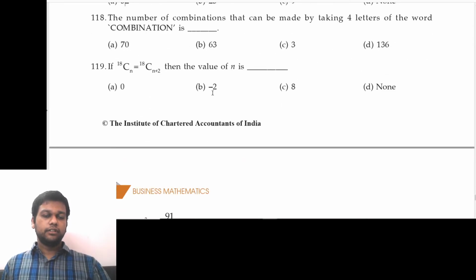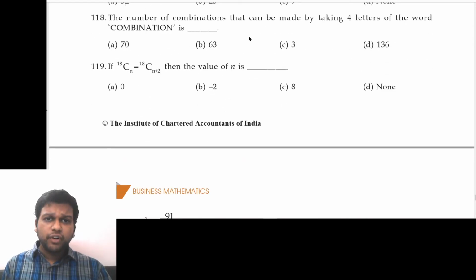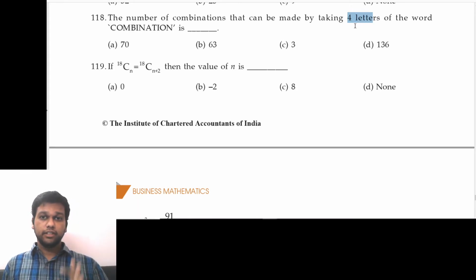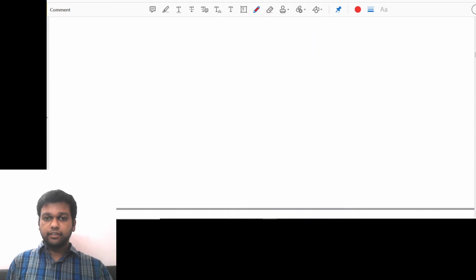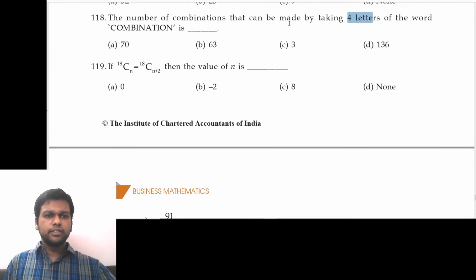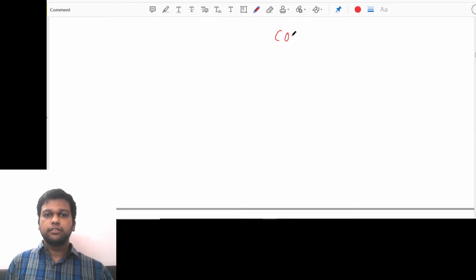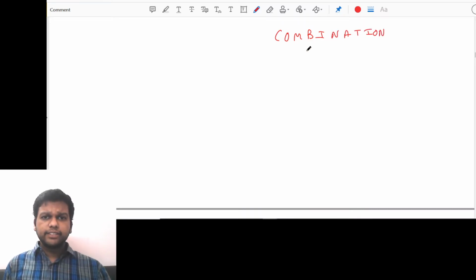Now this is a good one. 118. Number of combinations that can be made by taking 4 letters of the word combination. It is number of combinations, not permutations. So we have to go by cases. Permutations is easy. Combinations is a bit complicated. Okay. So let's write the word. The word is combination. Fine. Let me list it properly now.